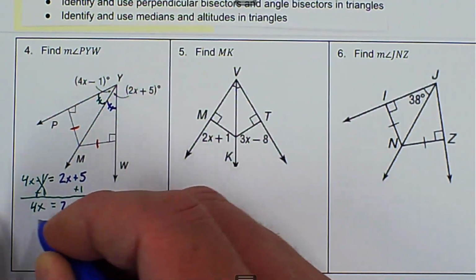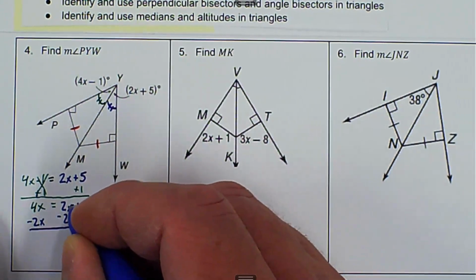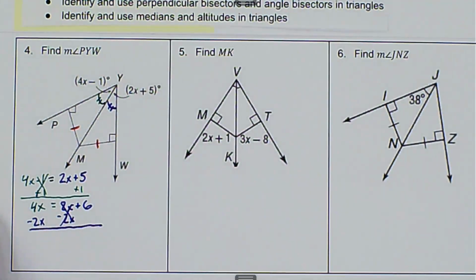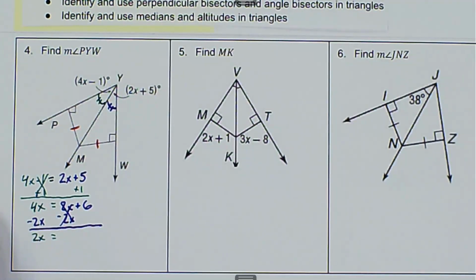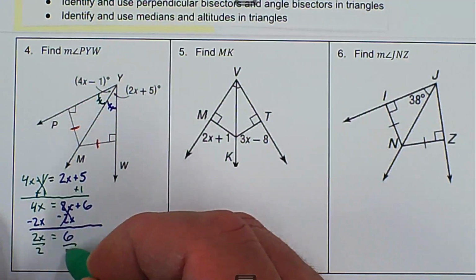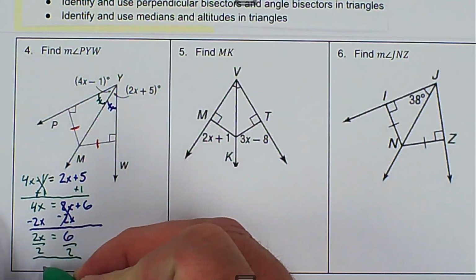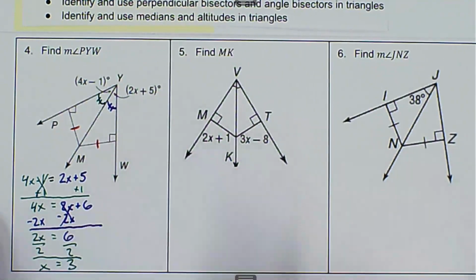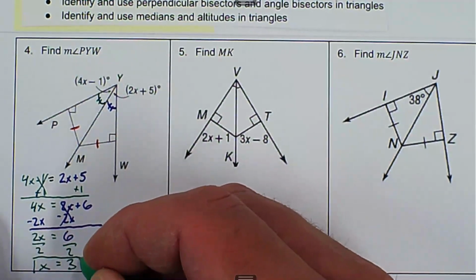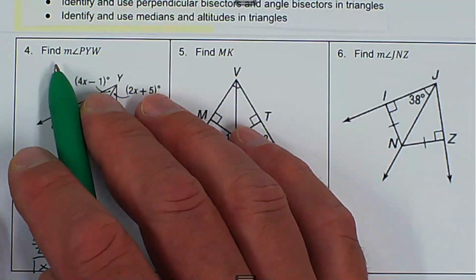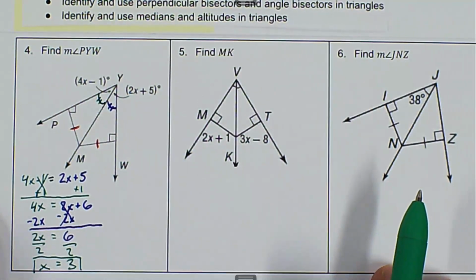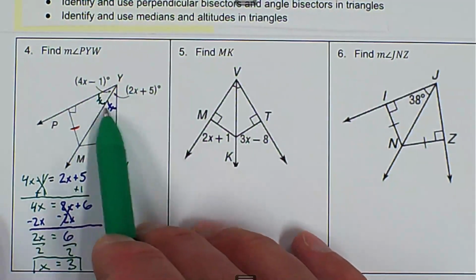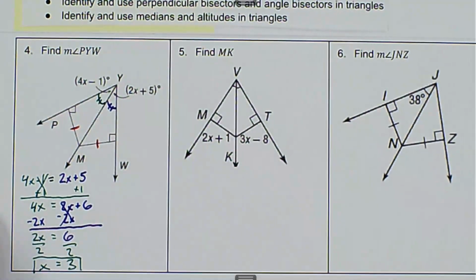And then we want to subtract 2x. And we're left with 2x is equal to 6. So we divide both sides by 2. And we get x is equal to 3. So that tells us what x is. Our question says, please find PYW. So that's the whole thing. We don't have to find the whole thing necessarily, because we know that these two are congruent. So if we find one, we know both of them, we can add them together.